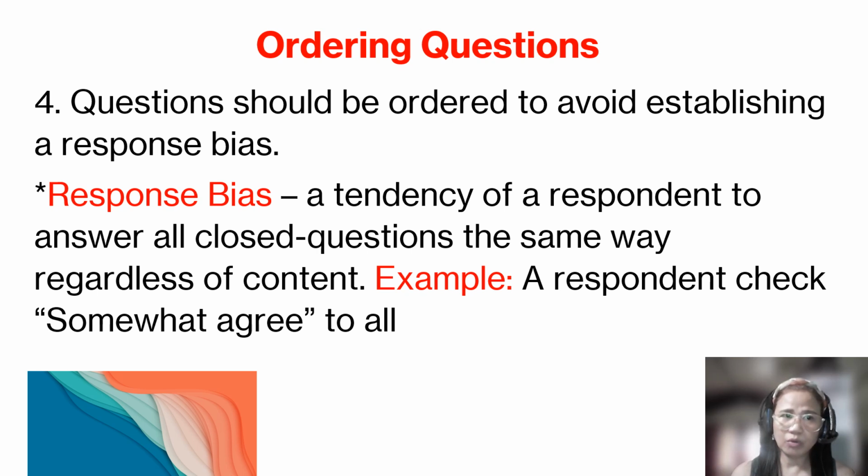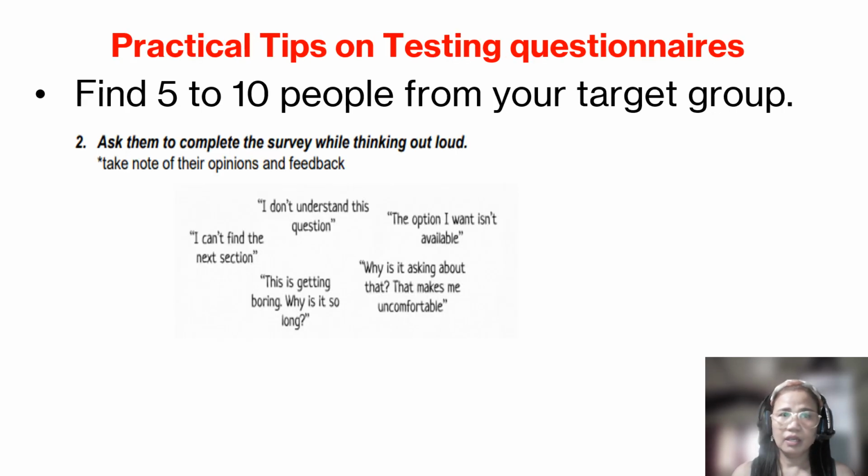Next, ordering your questions. Number 4, questions should be ordered to avoid establishing a response bias. Avoid biased questions. Right? This is an example: a tendency of a respondent to answer all closed questions the same way, regardless of content. Example, a respondent checks somewhat agree to all. Right? So, how are you going to test whether your questionnaires are appropriate to your research topic?